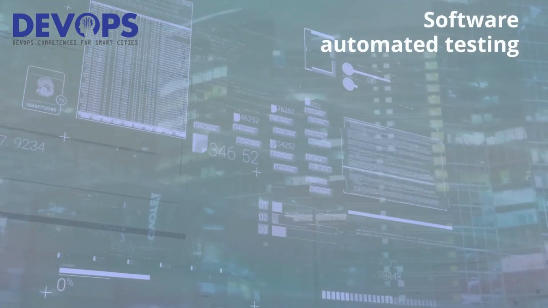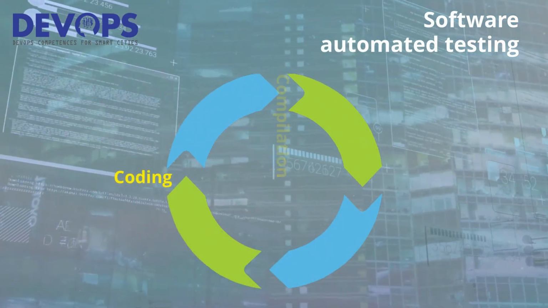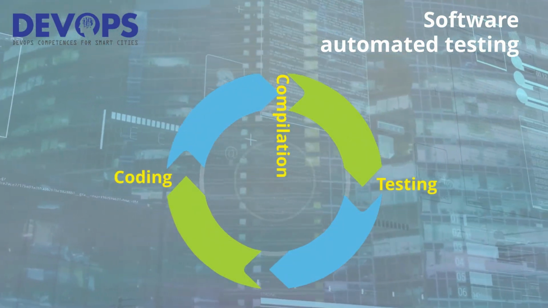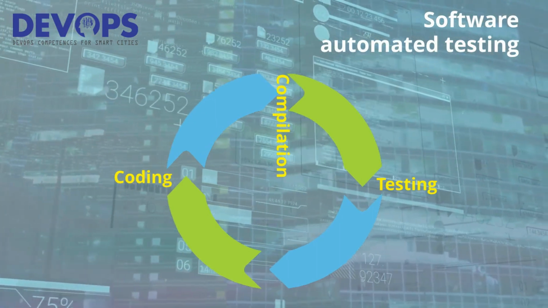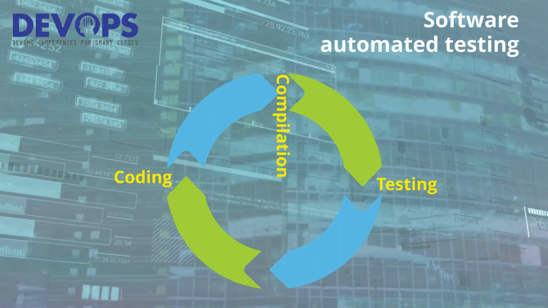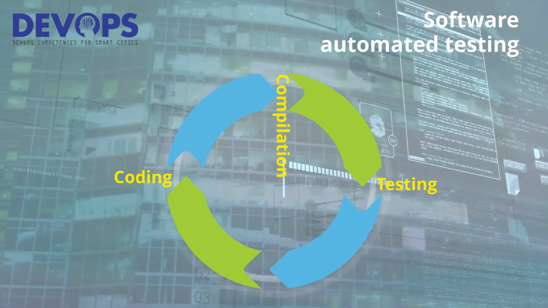Software automated testing. Developers are constantly working in a cycle: coding, compilation, testing. The tests are carried out informally or systematically. Tools like JUnit enable systematic testing by automatically running tests with appropriate tools.